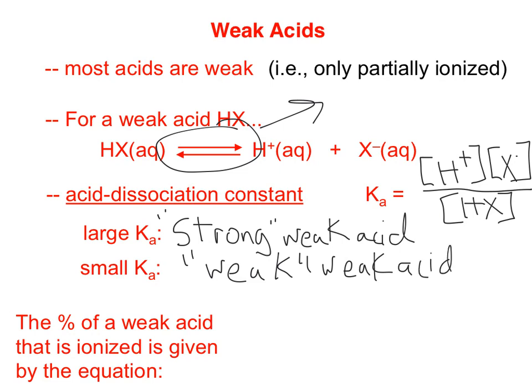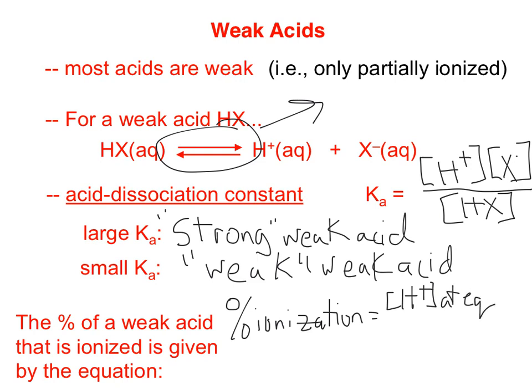Now we have to determine the percent ionization for any of these acids, so we do that by percent ionization. All right, and that's going to equal the H plus concentration at equilibrium, over the concentration of the original acid. And that's going to be times 100, of course. So this is H plus concentration at equilibrium over the original acid concentration, times 100.